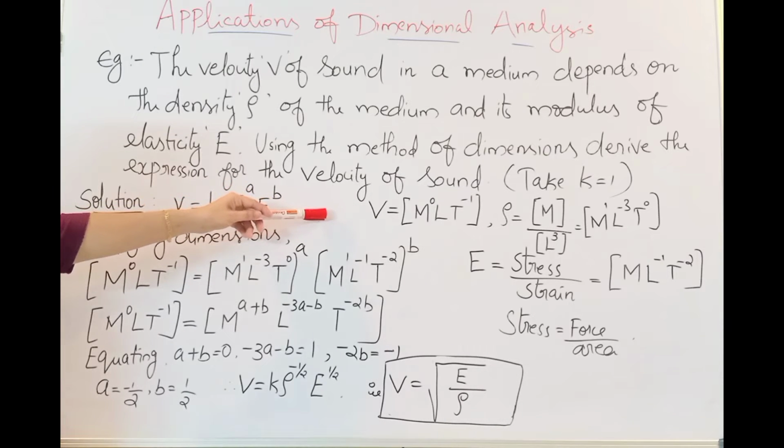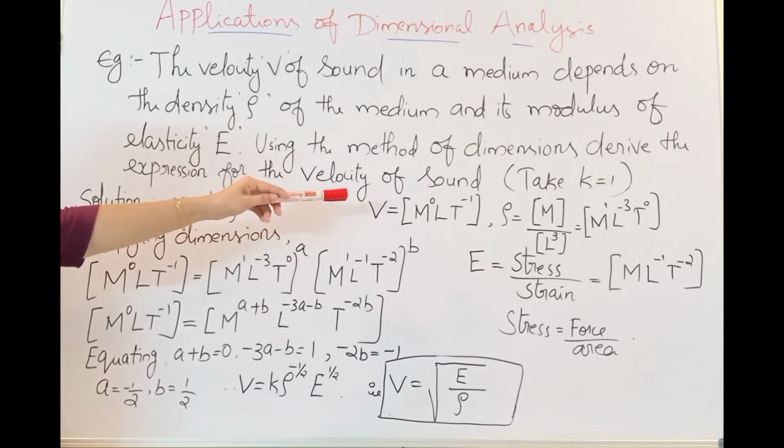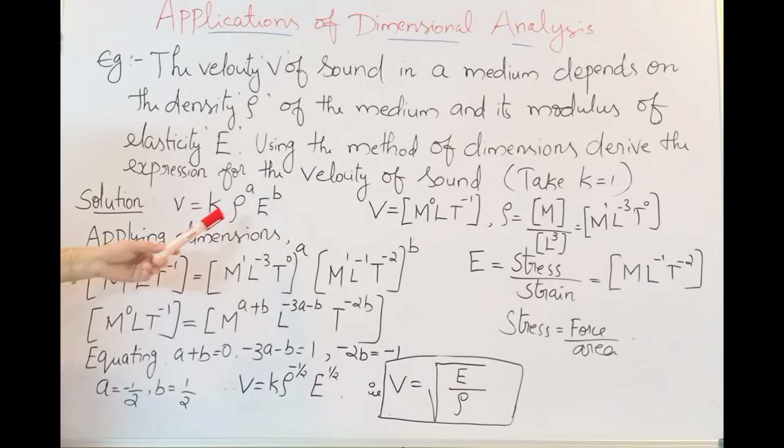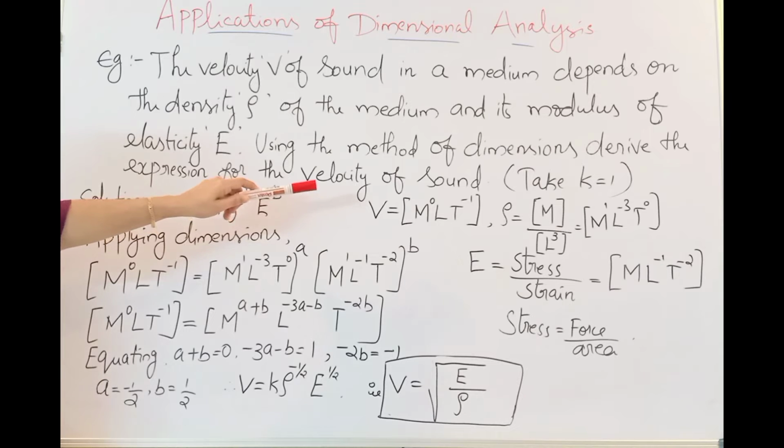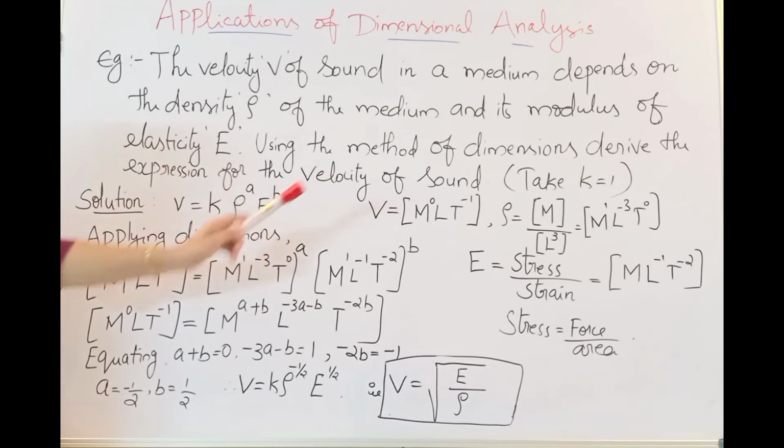What is the dimension of velocity? It is displacement by time, right? So how can we write it? That is M0 L T raised to minus 1. And what about rho, density? What is the equation for finding density? Density is equal to mass by volume, isn't it? Volume is L cubed. So M by L cubed. So that will be M1 L raised to minus 3 T0.